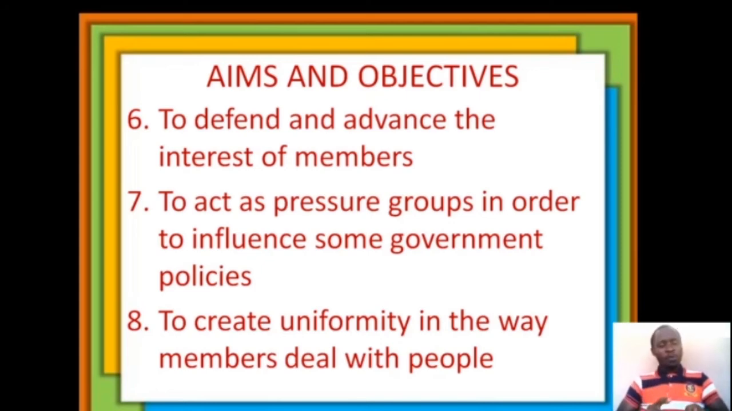A very good example, we have the Nigerian Medical Association, we have the ASUU, Academic Staff Union of Universities also. All these university lecturers, for instance, once in a while you hear that universities go on strike. They are trying to speak with one voice, pressurizing the government to obey or do certain things that would be in their favor. Eight, to create uniformity in the way members deal with people. Yes, to have a singular way of dealing with the people. You know, we made mention of price earlier.